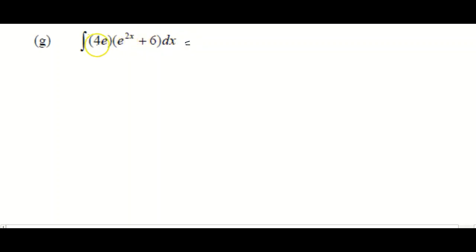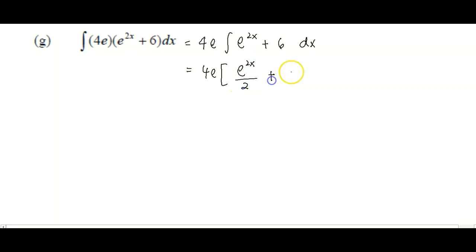So, firstly, I will factor out the 4e first, because the 4e is a coefficient. Then I'm going to integrate e to the power of 2x plus 6 with respect to x. 4e is a number, just write it down. And integrate e power of 2x, you have e power of 2x divided by 2. Integrate 6 with respect to x, you have a 6x. Plus constant c. Alright.